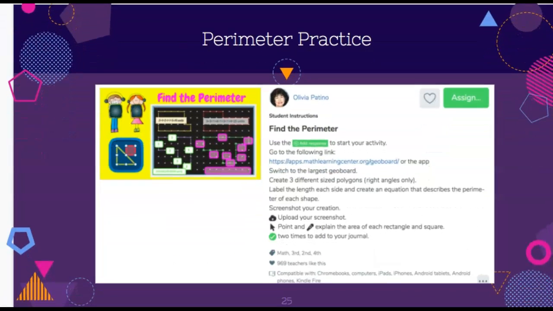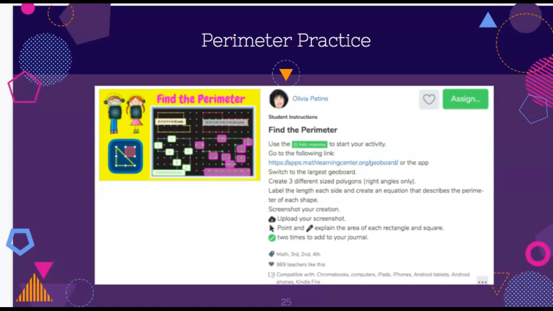So let's go back to the directions on our Seesaw. You are going to make 3 different sized polygons. Polygons with right angles only, because that's going to work best for you with perimeter. You are going to label the length of each side and create an equation that describes the perimeter of each shape. So mine that I just showed you would be 1 plus 1 plus 1 plus 1 equals 4. You can screenshot your creation and upload your screenshot. You can also use the microphone to explain whether you created a rectangle or a square, and tell us about it and add it to your journal.